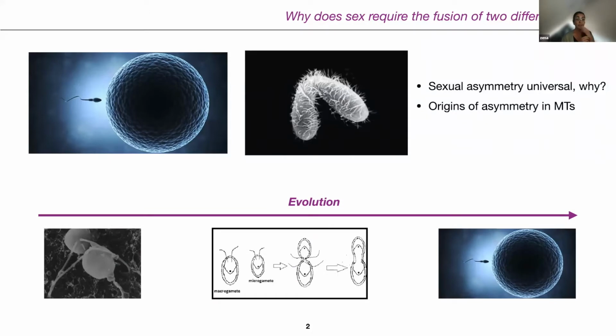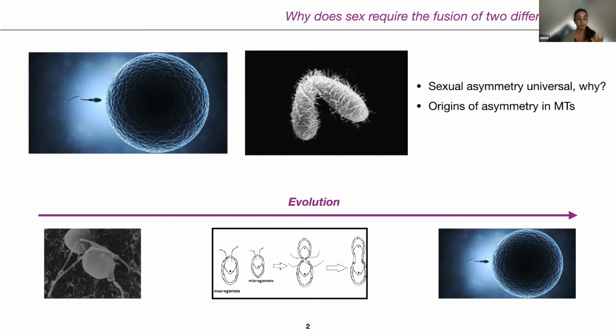Understanding the evolution of this asymmetry in isogamous species that have mating types, like Chlamydomonas that you see here in the bottom left picture, is fundamental because it's thought that's where the origins of sexual asymmetry as we see it in oogamous species can be traced. The idea is that once mating types have evolved, the basis to evolve anisogamy, oogamy, and morphological asymmetry is established.